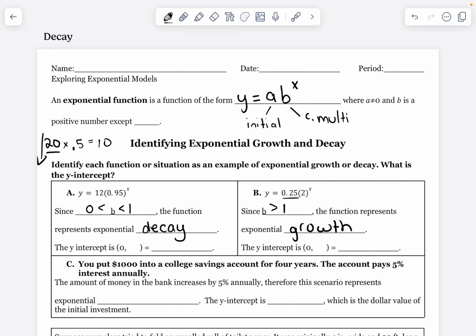And then in both cases, the y-intercept will be 0, comma, whatever the initial value is. Why? Well, the 0 is your input, right? If you input 0 for x, anything raised to the 0 power becomes 1. So all of this becomes just 1. And 12 times 1 is 12. And it will always be the case whenever you input 0 into a function like that. So here it would be 0.25.